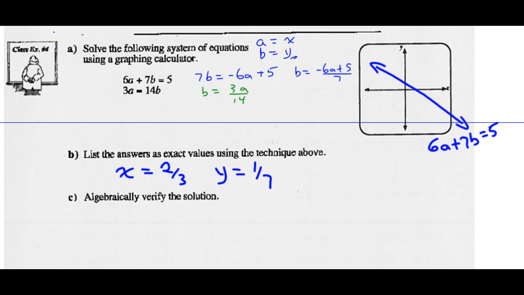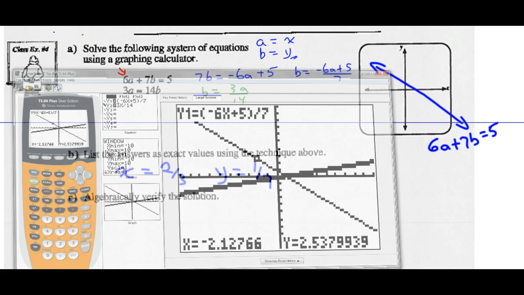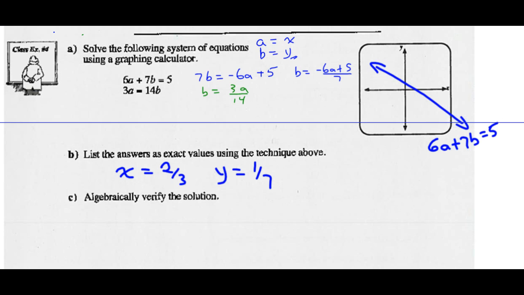And Y2 is 3a equals 14b. If you look at that one, it comes over something like this. Maybe a little flatter, but that's 3a equals 14b. And we're looking for that point of intersection, which we stated as 2/3 and 1/7. All right. So it's close enough. Now, algebraically verify the solution.